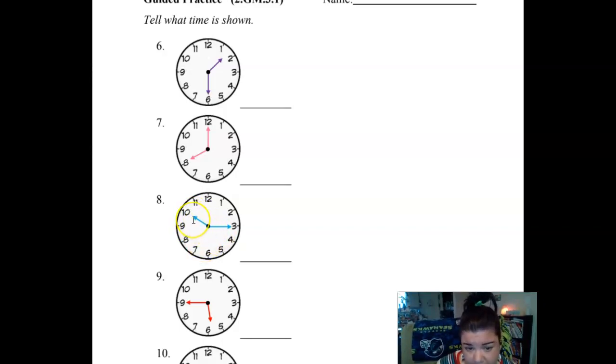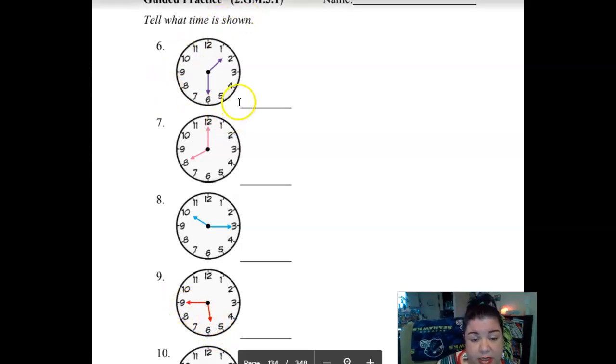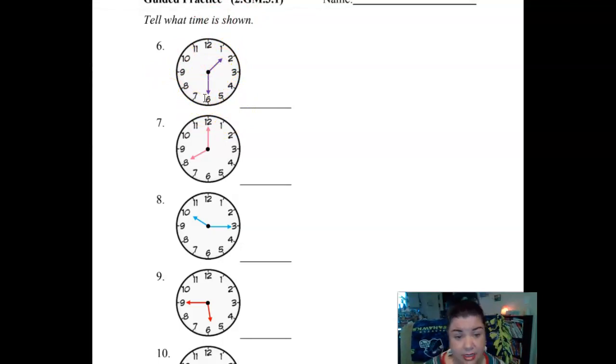Sorry. See, they made these hour hands really long. You got to be careful of that. So the hour hand is on the 10, and the minute hand is on the 3. On this one, the hour hand is between the 5 and 6, and the minute hand is on the 9. So let's look up here at number 6. The hour hand is between the 1 and 2. The minute hand's on the 6.